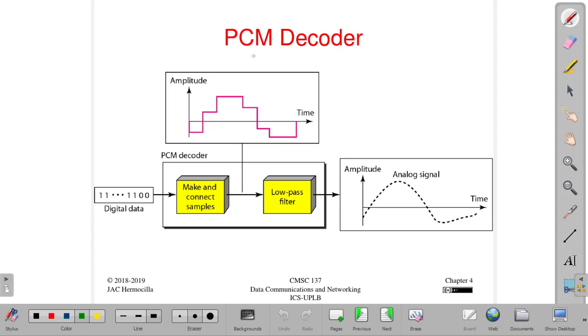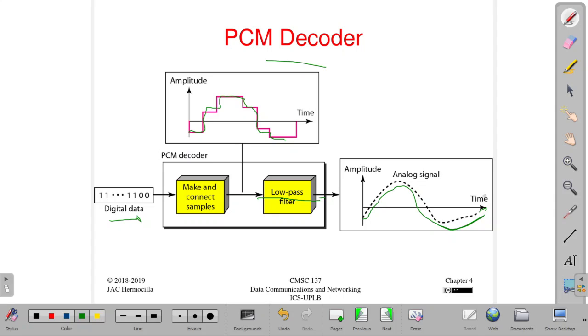Now at the receiver end, we have a decoder, and the decoder will do the opposite step. So what will come in from the decoder is the digital data, and then it will do some sampling also, and then it will reconstruct the waveform, and then it will be passed to a low pass filter to eventually get the original sound signal.